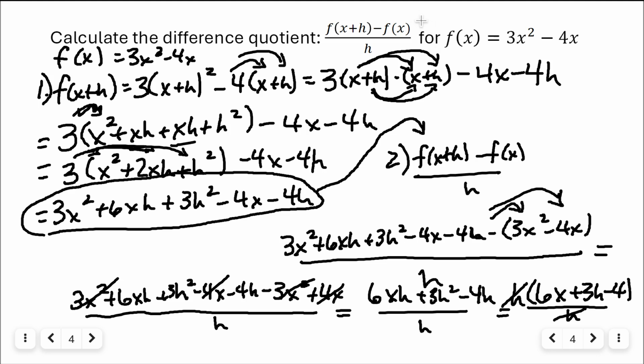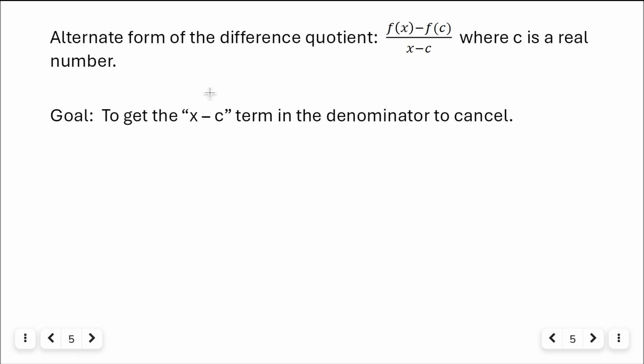So my final answer, I'm going to write it up here on the top, is 6x plus 3h minus 4. That's my answer. And again, that's okay that it has variables in it. Sometimes it will. And then in calculus, you'll take the last step, and then that will tell you what it is that you're supposed to know. Okay? All right. Now, there's an alternate form of the difference quotient.